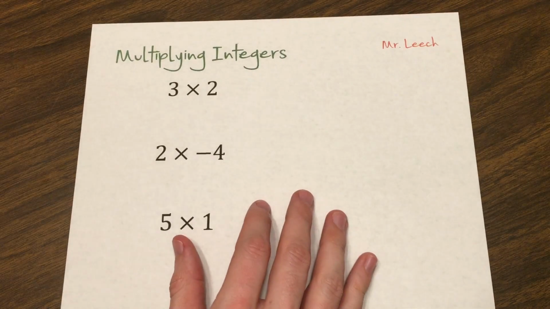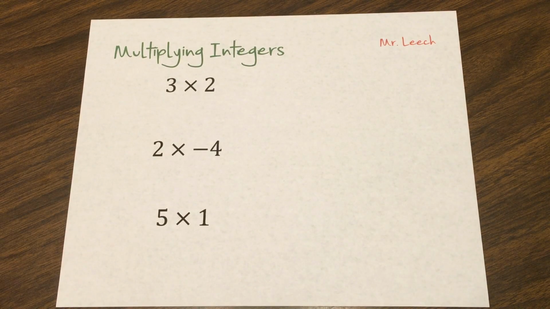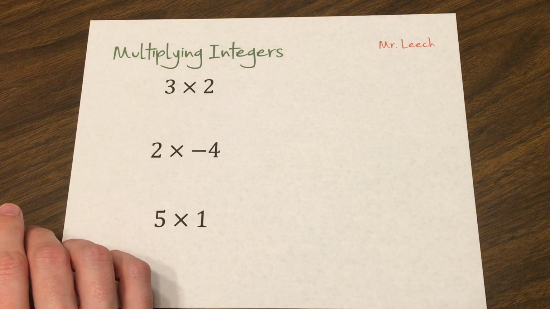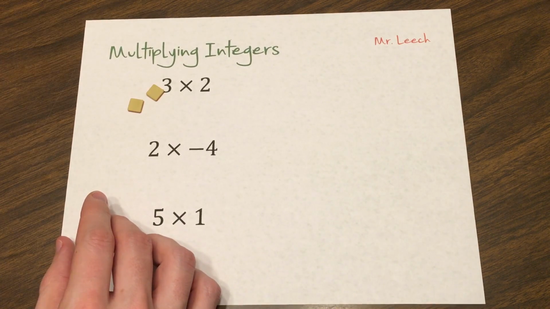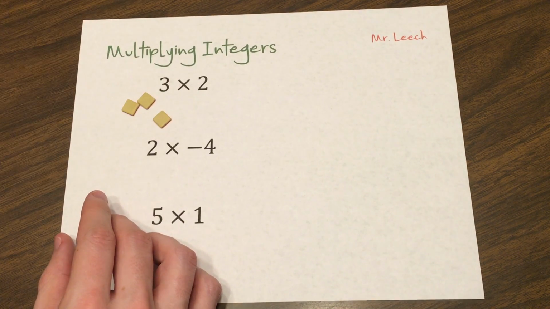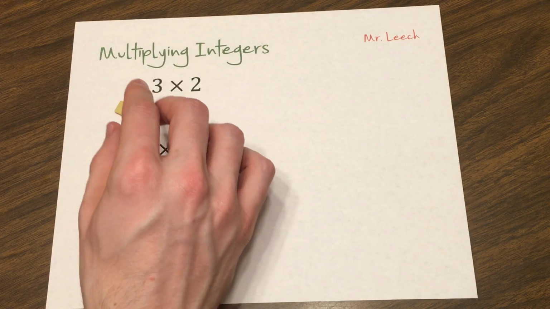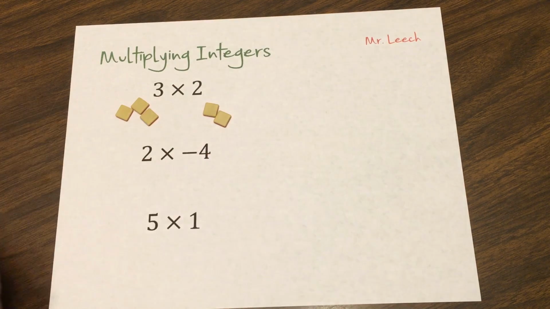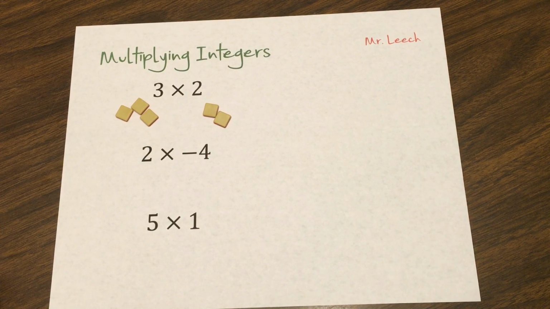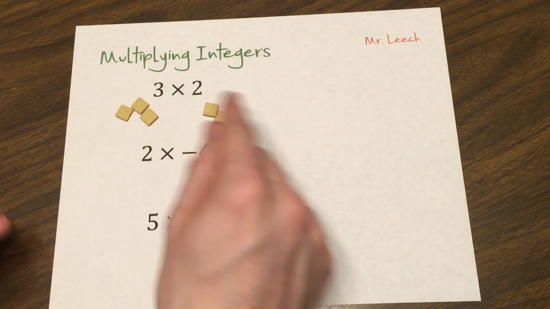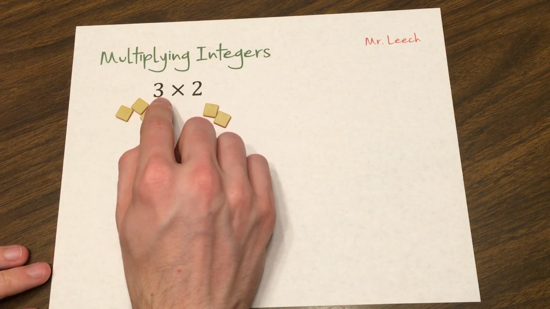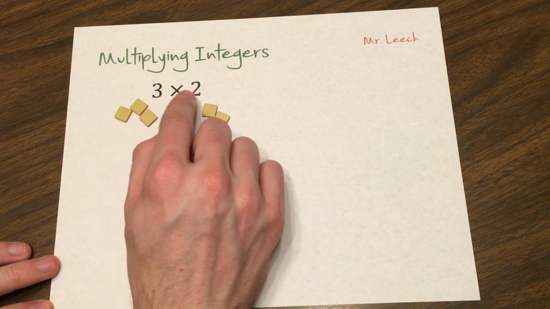Okay, let's continue with multiplying integers. So, before we begin, let's see if we can represent this. So I know I have a 3, and I know I have a 2. But this is different than the adding or subtracting. It's not just 3 plus 2 and it's 5. This is multiplication. So what this literally means, this is 3 times 2.